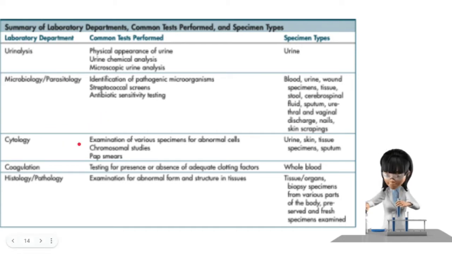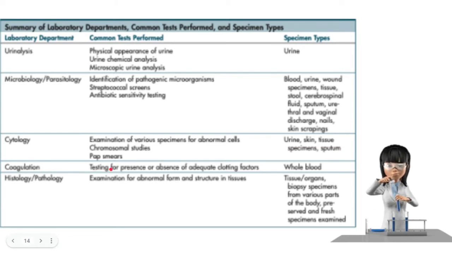Cytology. In cytology, we can examine various specimens for abnormal cells to check for cancer and stuff like that. Chromosomal studies and pap smears. Pap smears, ayan po ha, sa mga babae po yan to check for cervical cancer. Specimen types accepted for cytology is urine, skin, tissue specimens, yung biopsy nga po na tinatawag, so pwede po yun, and sputum is acceptable for cytology.